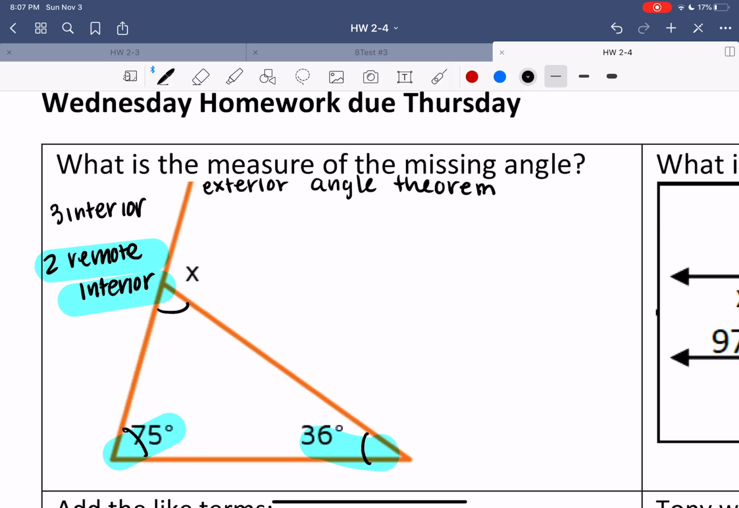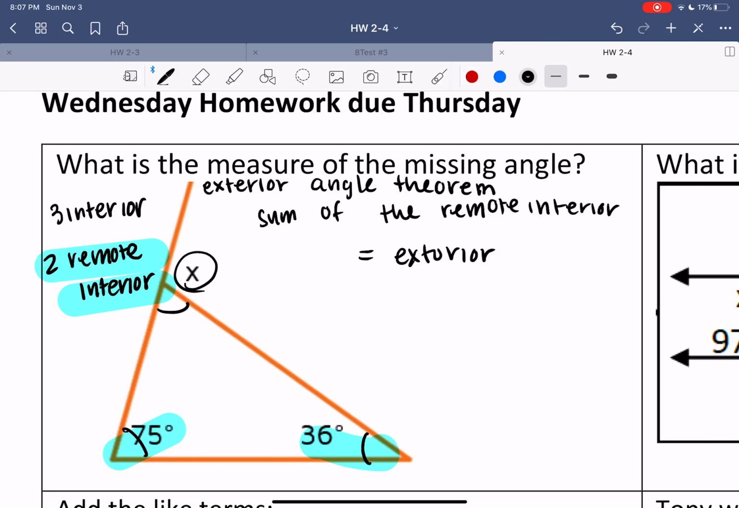So our exterior angle theorem states that the sum of the remote interior equals your exterior. So that means you're going to have to add up your remote interior to equal your exterior, and that will give you x.